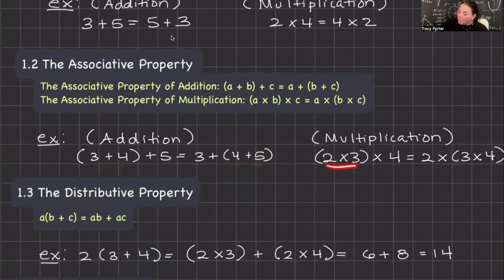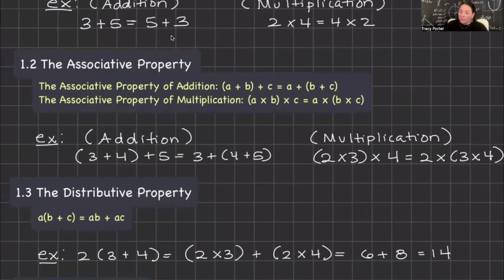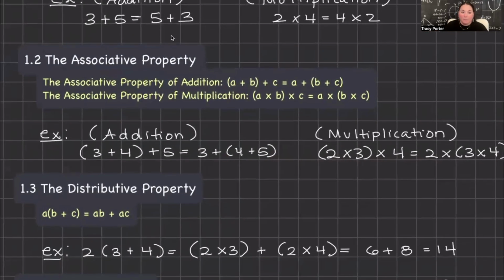Same here, 2 times 3 is 6, and then 6 times 4 is 24. Or if we go over here, 3 times 4 is 12, and then 2 times 12 is also 24. That's called the associative property.